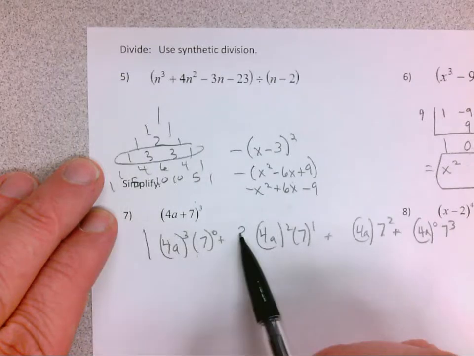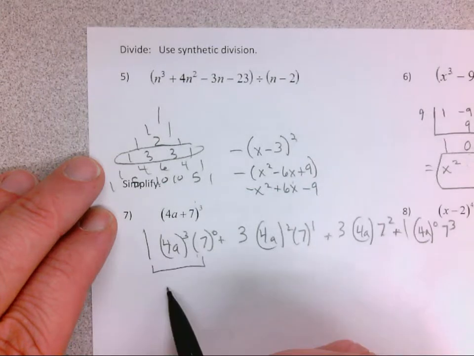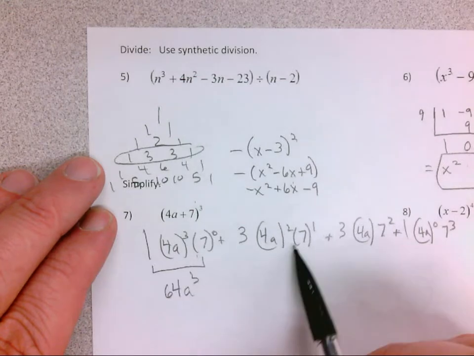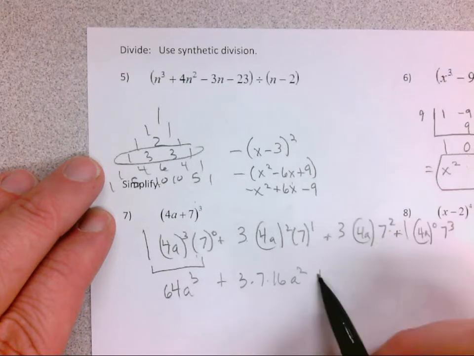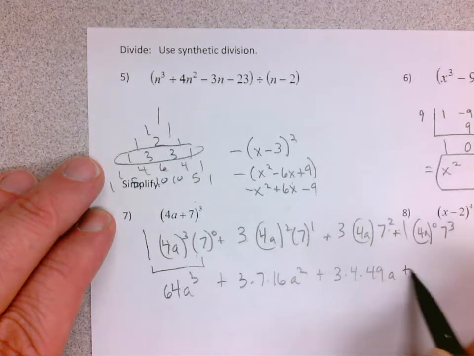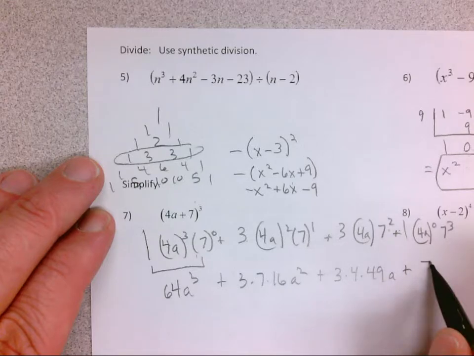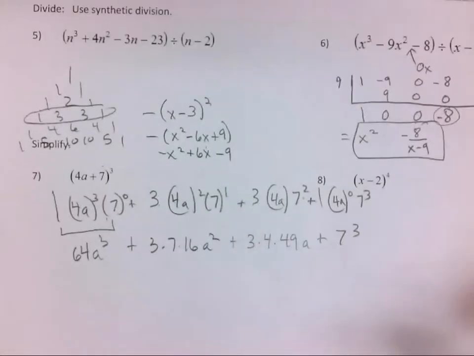64 a to the third. 16 times 3 times 7. A to the second. 3 times 4 times 49. A. 7 to the third. And then you can simplify it out from there. So your coefficients will just be that leading number right there.